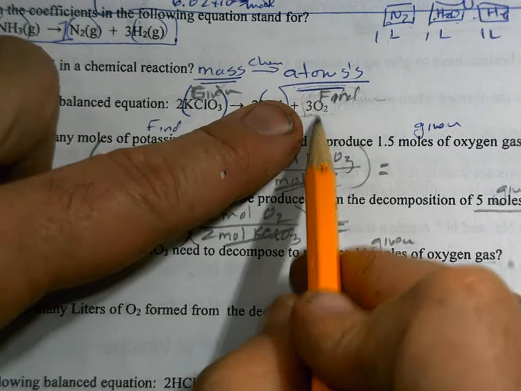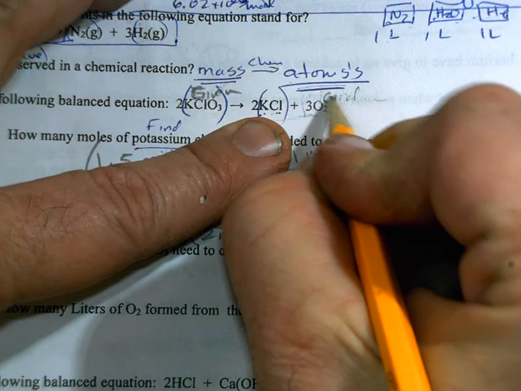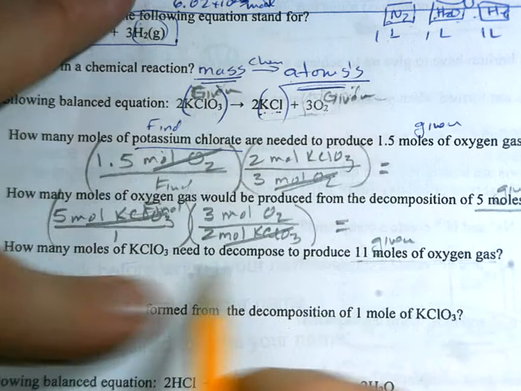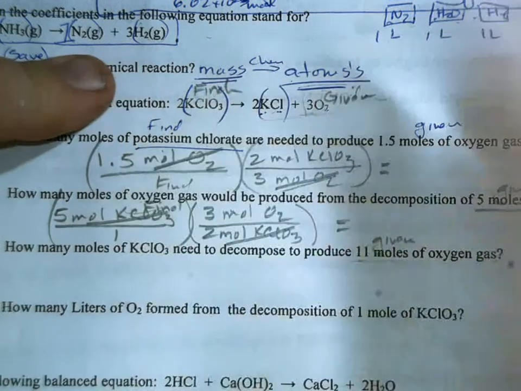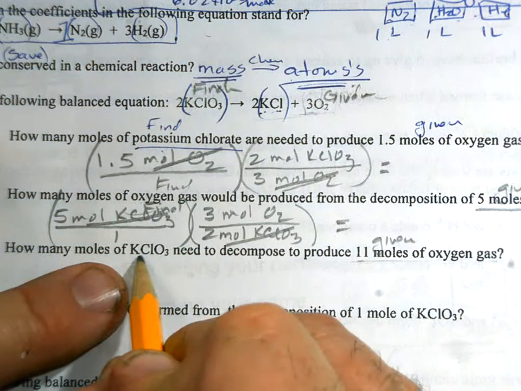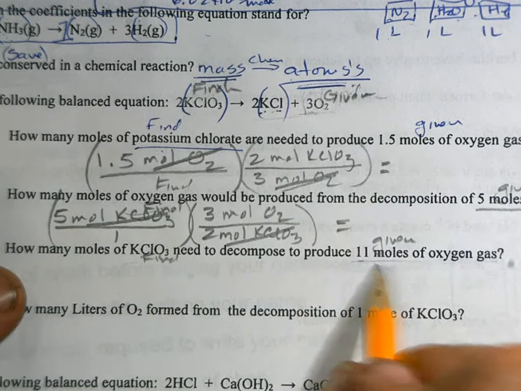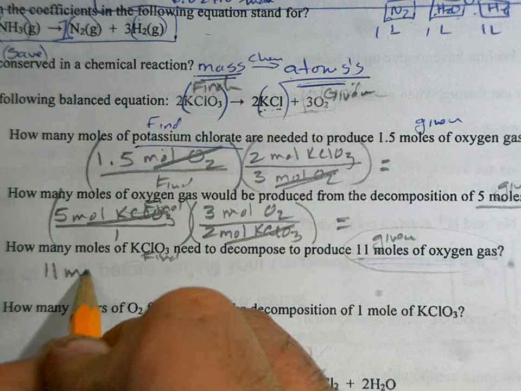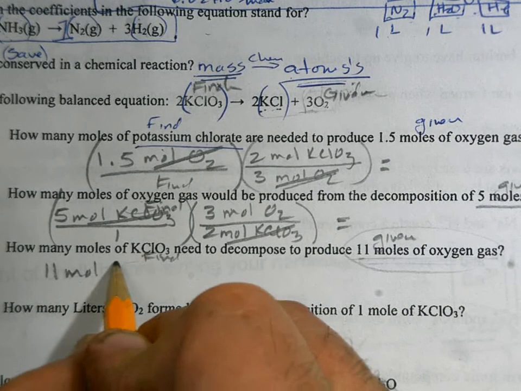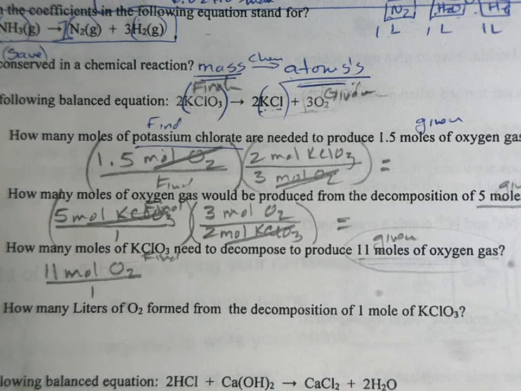Up here, we're going to change now, and I'm going to label that oxygen is now our given. And we're trying to find KClO3, so once again, we're changing that around. This is now the find. How many moles? This is the find. It's our given. So we always start with the number that was given to us in the problem, and it's 11 moles of oxygen gas. Oxygen gas is O2, and if you're not sure, you look up there, divided by 1.